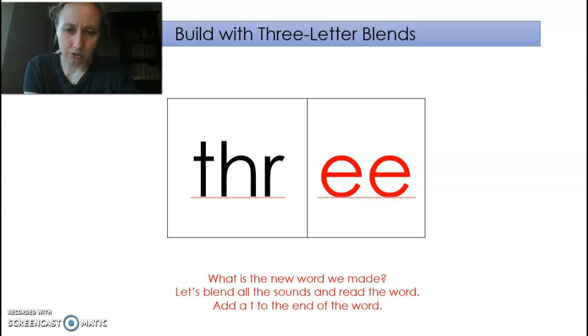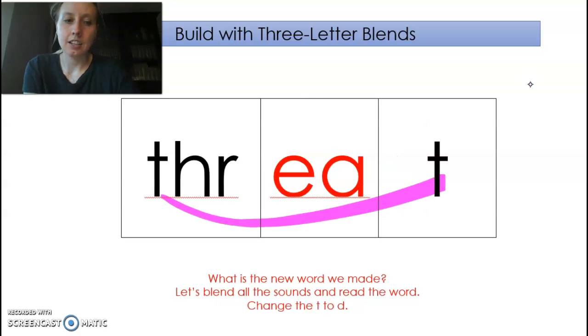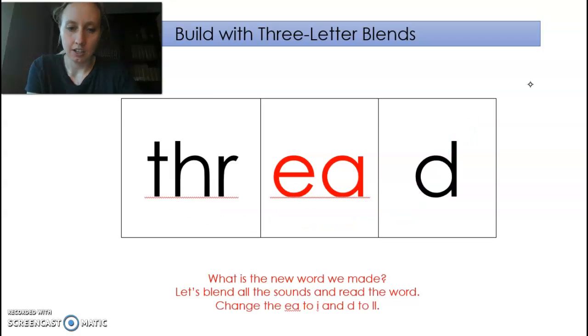Let's blend all the sounds and read the word. So this is three. Now we're going to make this a sound. Three and add a T at the end. So this is EA, but we're going to say threat. Okay, now we're going to get rid of the T and make it a D. Thread.